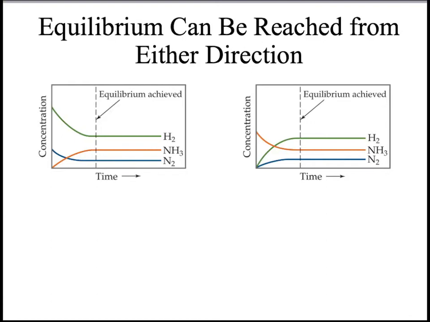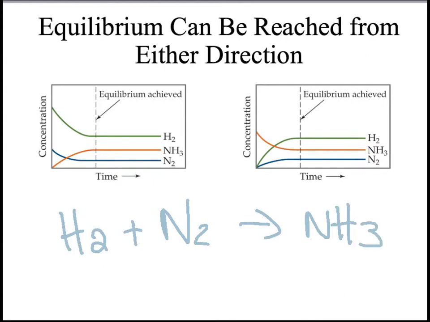Now here's a different reaction. This reaction is when you take H2 and you mix it with N2 and you have NH3 being made. And we're not going to forget to balance this. Now in this particular reaction here, you have high concentration of H2, high concentration of N2 to start, and no product ammonia. And look at the concentration values that you have during equilibrium.